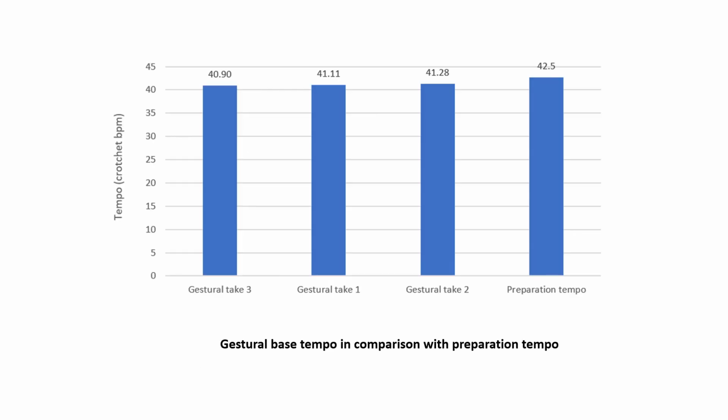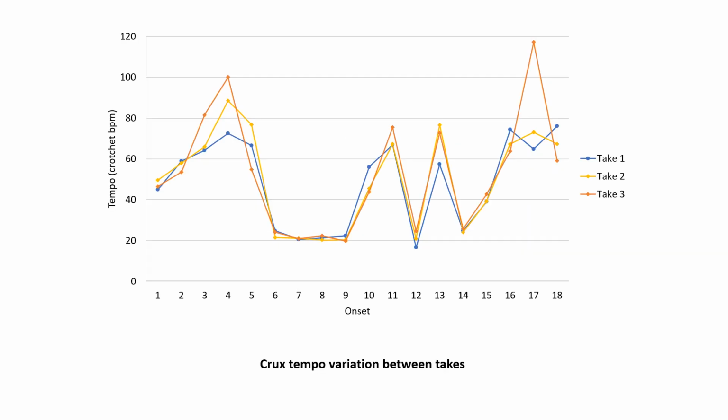As you can see, all 3 takes had very similar bass tempi, all slightly slower than my preparation tempo, which may have been influenced by my natural adjustment to the acoustic of the concert hall in which I made the recording. The next graph shows my variation between takes, highlighting small differences in the first phases of the crux and hurrying of the final gesture in take 3.